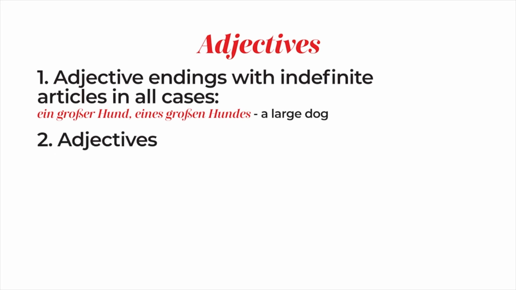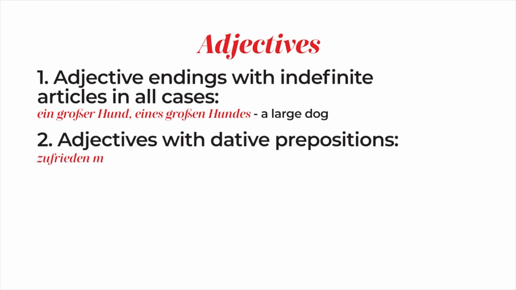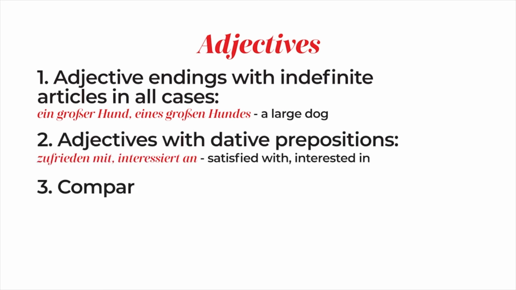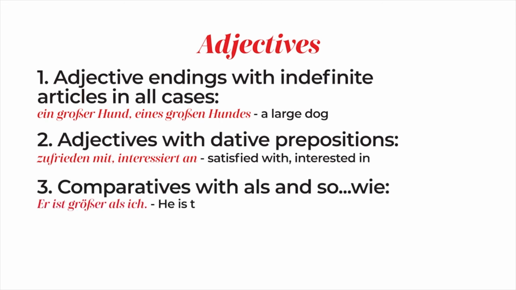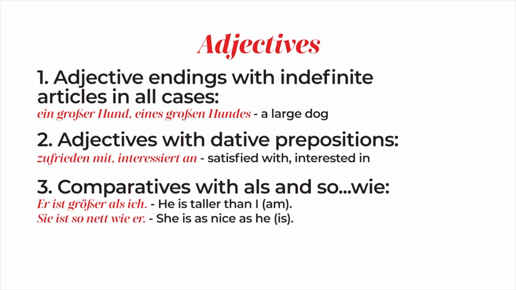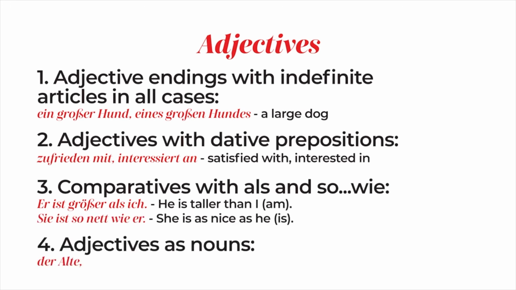Adjectives with dative prepositions. Zufrieden mit, interessiert an, and so on. Comparatives with als and so wie. Er ist größer als ich. Sie ist so nett wie er. Adjectives as nouns. Der Alte, die Junge.